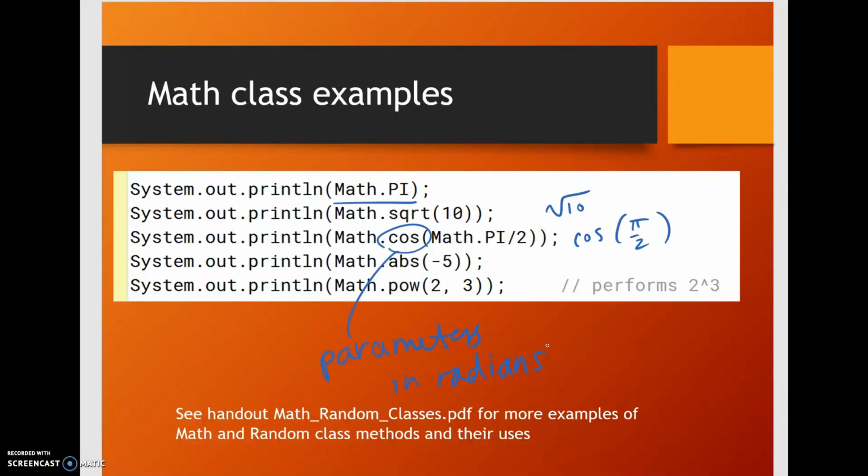For right now, just know that if you were to put cosine of 90 and expect it to give you 0, it would not equal 0 because this input is not degrees. It is expecting radians, which is just a different unit of angle measure. ABS is your absolute value, so that would do the absolute value of -5, and POW is going to give you the power feature, so 2 to the 3rd power. There is a handout on Schoology called Math Random Classes that just has a few more examples of these two classes and their methods.